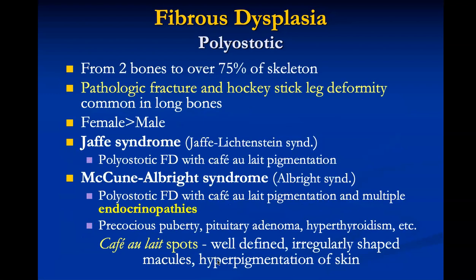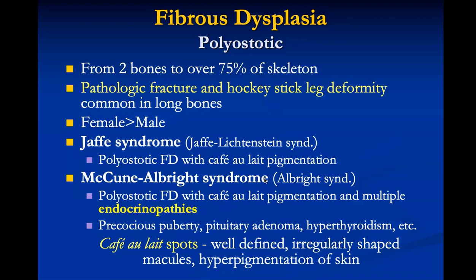For polyostotic, it has to be two bones or more, and in some cases it can be up to 75% of the skeleton that's involved. A common finding associated with polyostotic fibrous dysplasia is a pathologic fracture. That's often the way children first present if they have fibrous dysplasia: they were playing soccer or a game and they have a bone fracture, and when they go to have the bone set, the radiograph shows that they have fibrous dysplasia.